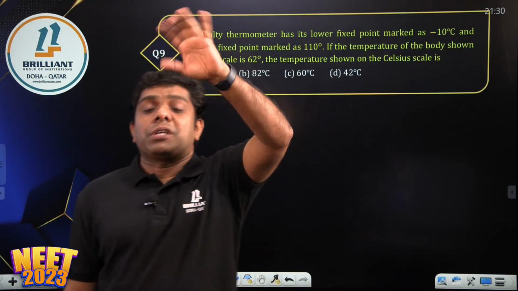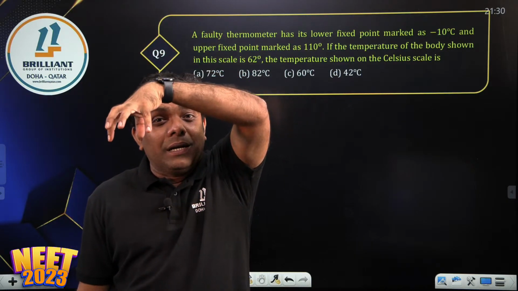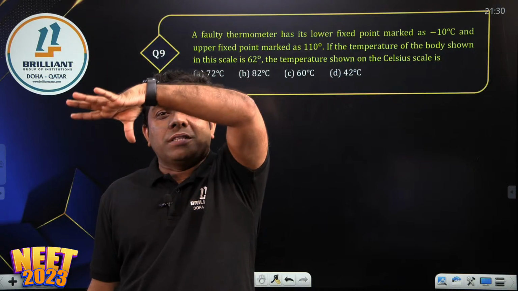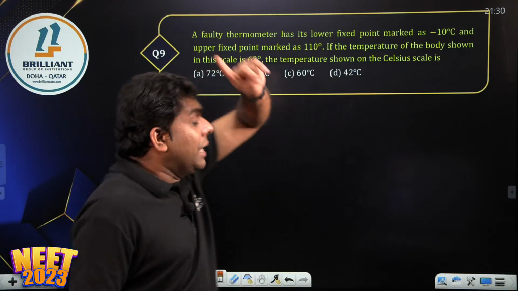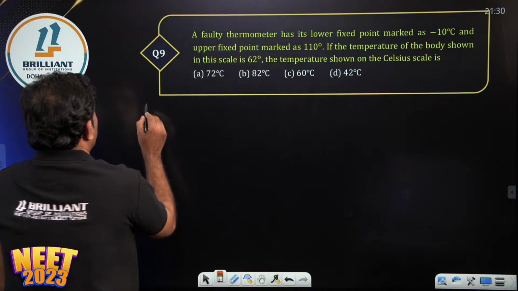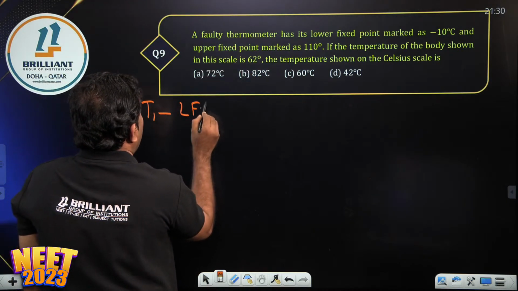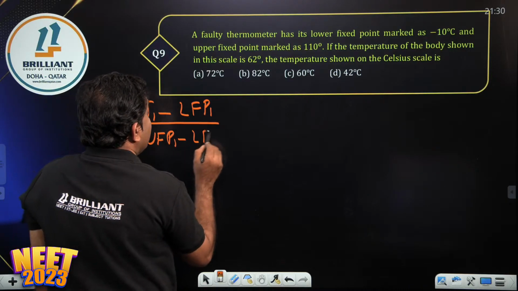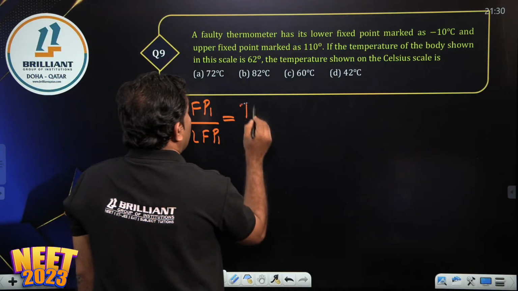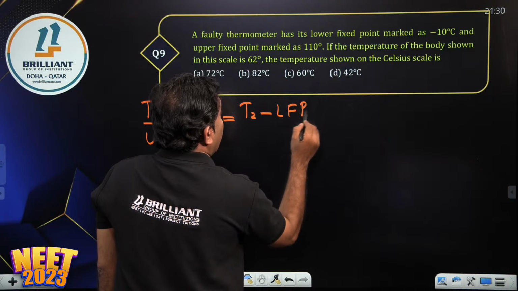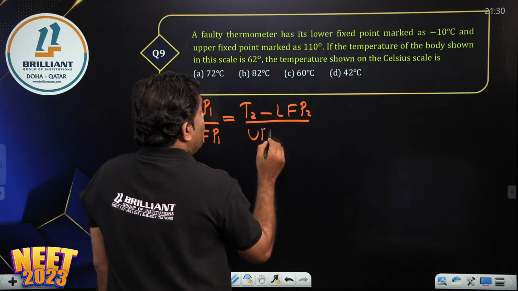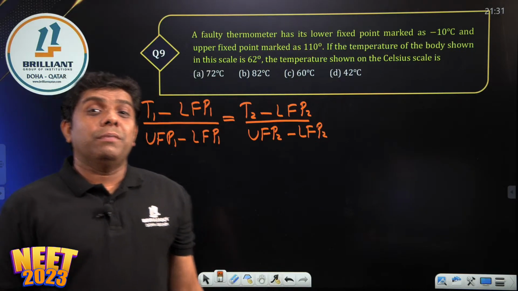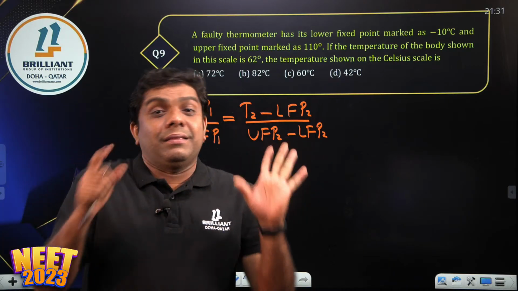Thermometry, there are conversion formulas. Any thermometer we can convert from any scale to any other scale. Sometimes a faulty thermometer is given, how will you convert that into a new scale? We have the equation, (T1 minus L of P1) divided by (U of P1 minus L of P1) is equal to (T2 minus L of P2) divided by (U of P2 minus L of P2). This is the conversion formula for any scale to any other scale.